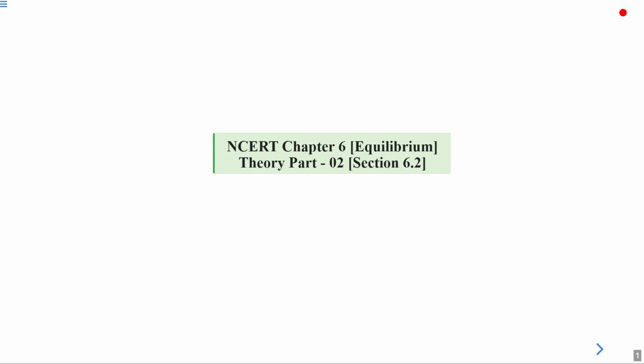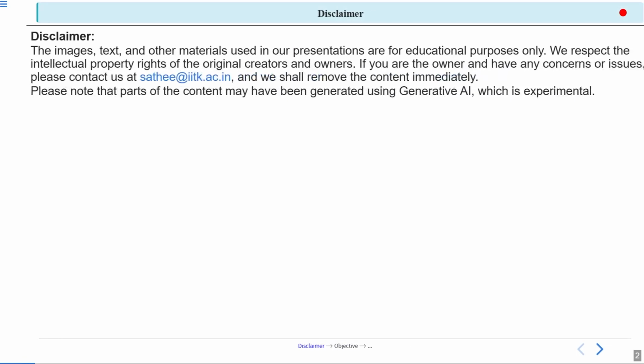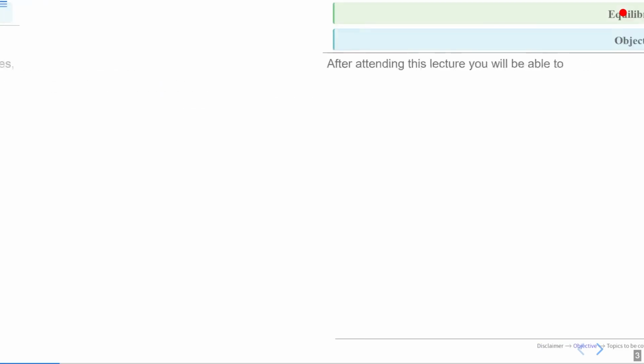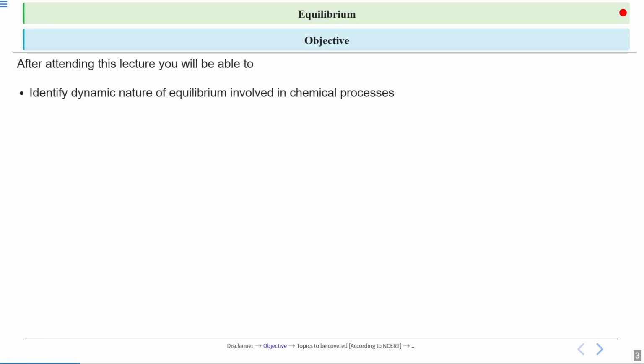So today we will start with section 6.2 of the NCERT chapter 6, Equilibrium. We have already dealt with the physical process. Now in today's class, our objective would be to look at the chemical process. And why have I defined the physical process first?